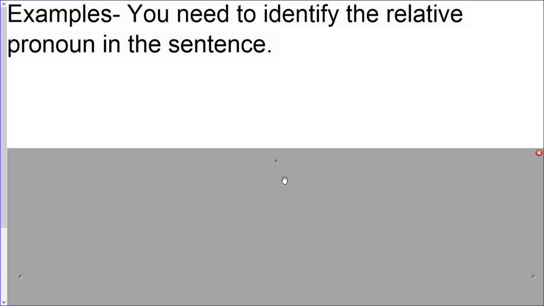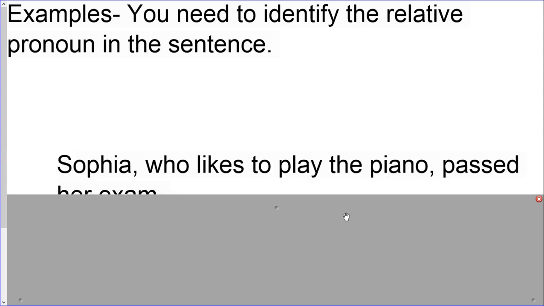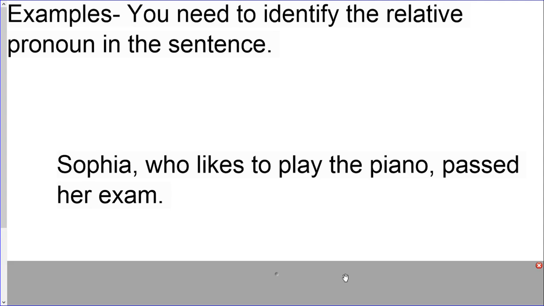You need to identify the relative pronoun in the sentence. And I'll give you about 10 seconds to identify what it is. Sophia, who likes to play the piano, passed her exam. So which word in the sentence is a relative pronoun? Okay, well done if you said who.